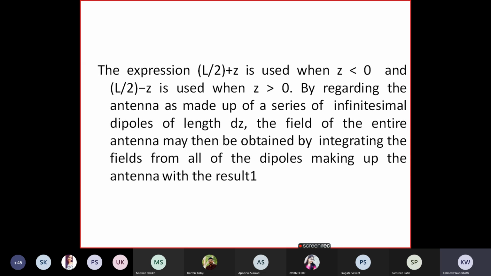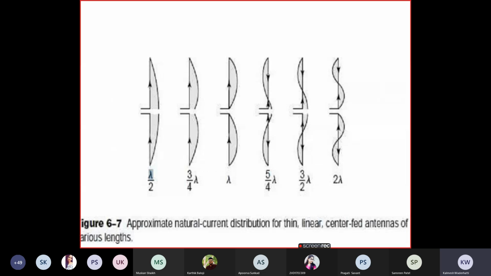One dipole dz will have the sinusoidal distribution that is given in equation number 1. Again, one more dipole dz will also have the sinusoidal distribution. Again, one more dipole will have the sinusoidal distribution. Like this, integrating over all the dipoles, you will get the total electric field or the total magnetic field. Just note it down or visualize it properly.